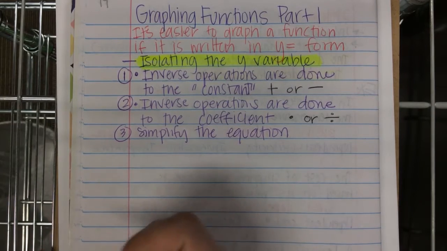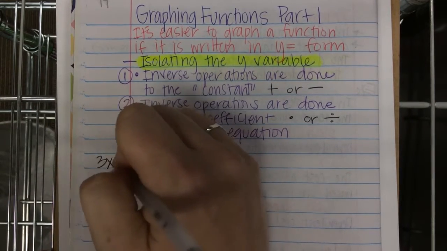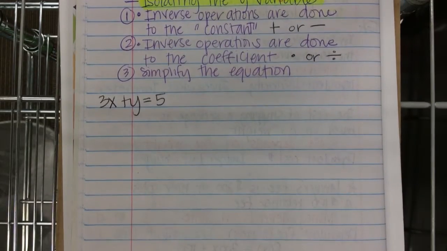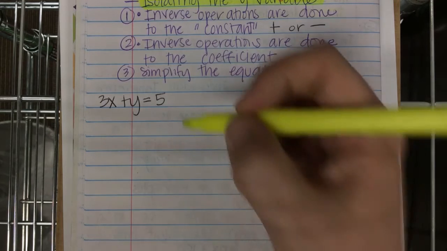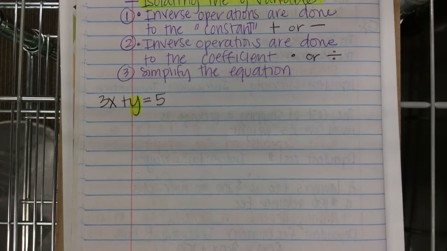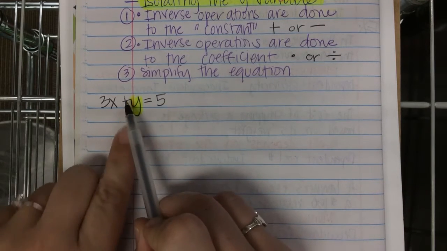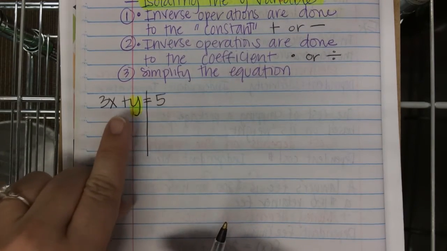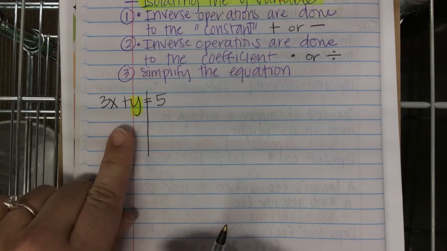All right, let's start easy. Are you ready? Yes, you are. 3x plus y equals 5. Here's what I do. As we're learning at the very beginning, I'm going to highlight my y because that's what I want isolated. I want that to be all by itself. Is it all by itself right now? It has no coefficient, but is it all by itself on the left side of the problem? No, it's not.